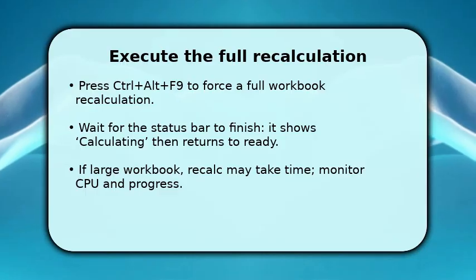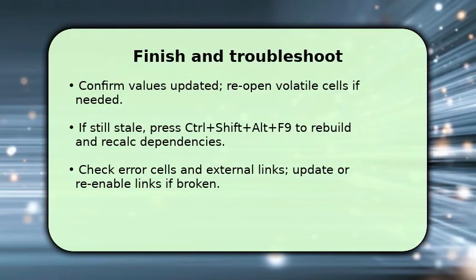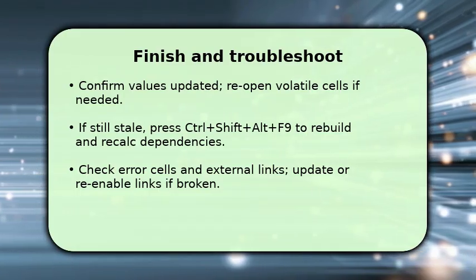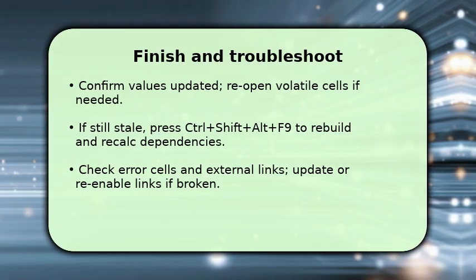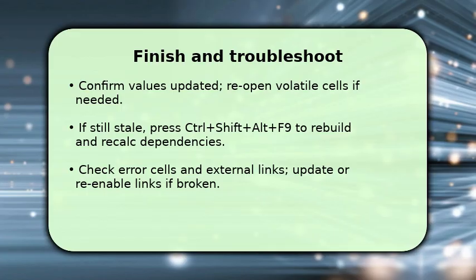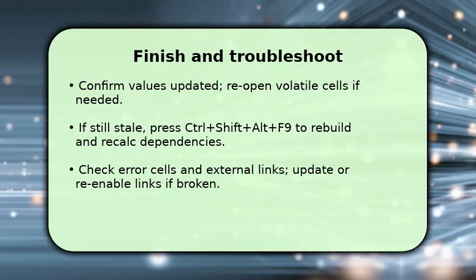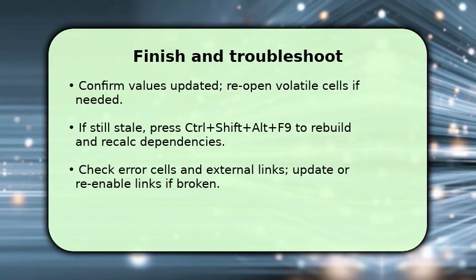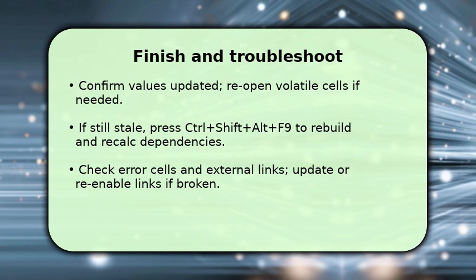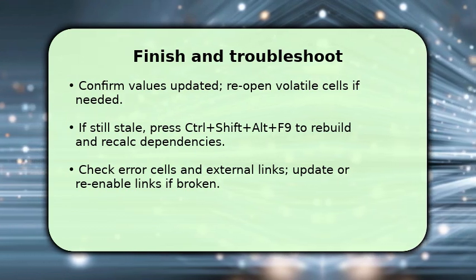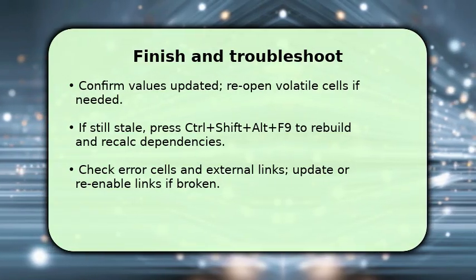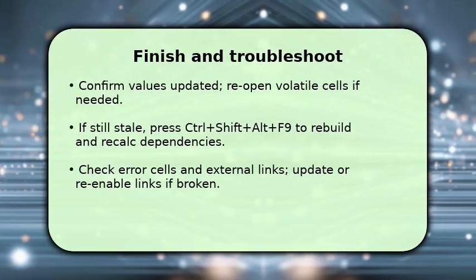You wrap up by verifying that values have changed and that charts and pivot tables reflect updated numbers. If anything remains stale, press Ctrl plus Shift plus Alt plus F9 to rebuild the dependency tree and force a comprehensive recalculation. This resolves cached dependency issues. Make sure to re-enable external links or recalculate links if data comes from other workbooks. One troubleshooting tip: if recalculation hangs, switch to manual calculation, save, close Excel, then reopen and run the full recalculation again to clear.